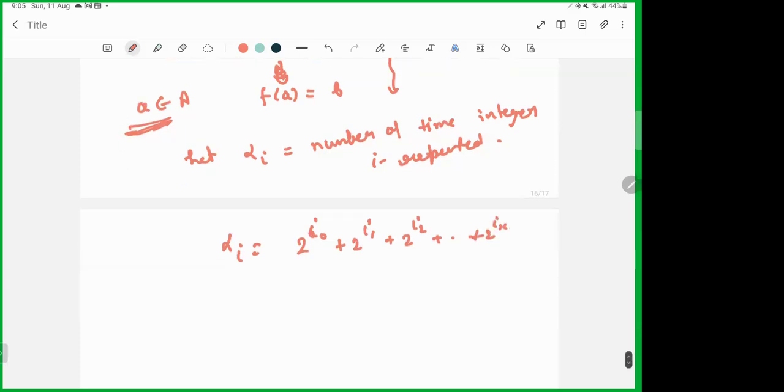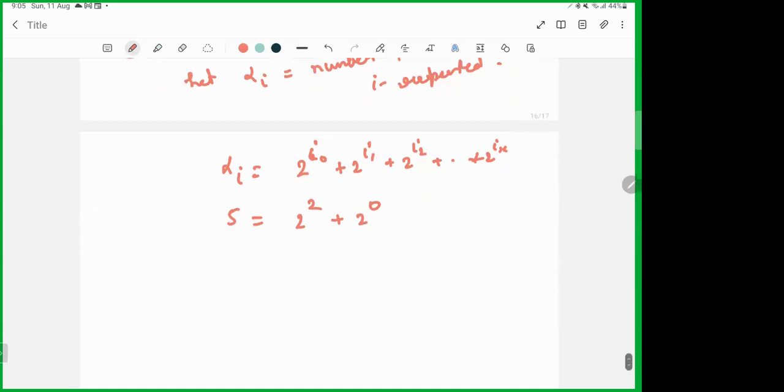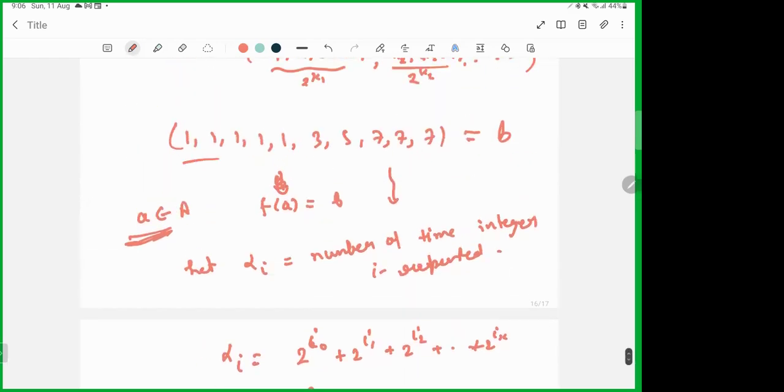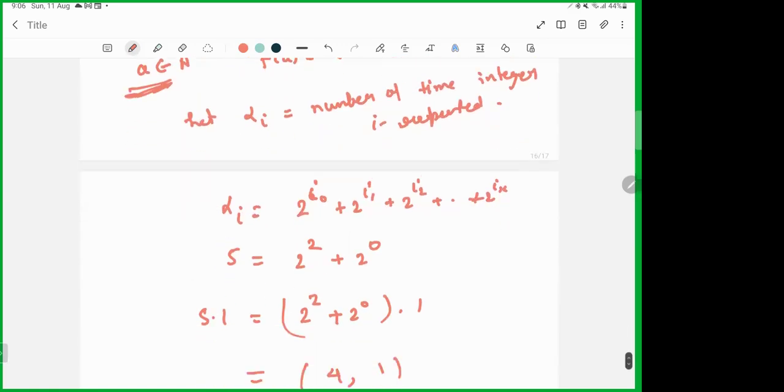Can you see now? Corresponding to this, I will construct classes. Suppose you have 1 appearing 5 times. You can write 5 as 2 to the power 2 plus 2 to the power 0. So 5 times 1 is 2 to the power 2 plus 2 to the power 0 times 1. One class will be 4, and one class 1. These 5 terms will break as a class of 4 and a class of 1. Then 3 is a class, 5 is a class, then 7 is appearing 3 times.